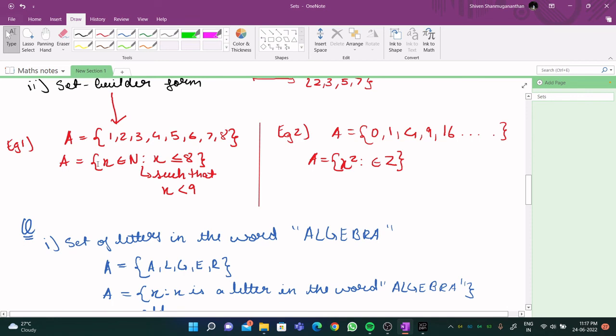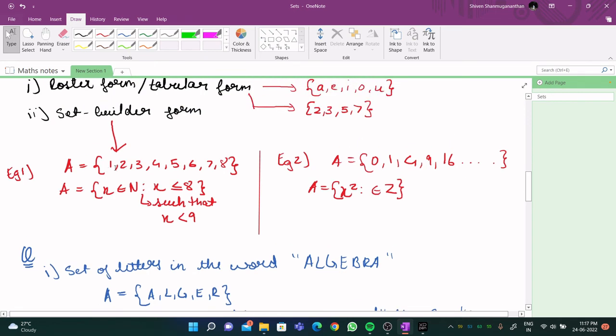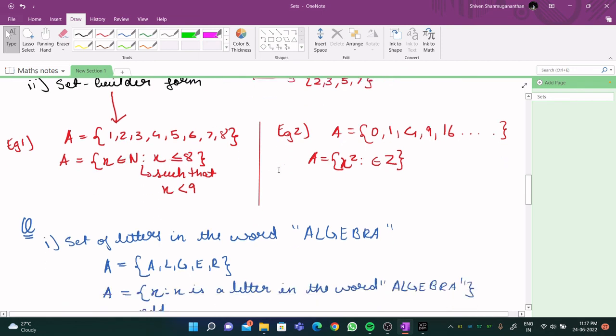Set builder form is basically representing all the sets with the help of an algebraic expression. So for this set here, we had the numbers 1 through 8. We can represent that as x is a natural number such that, this colon here signifies such that, x is less than or equal to 8. Or we could have just gotten away with x is less than 9. That would have worked as well.